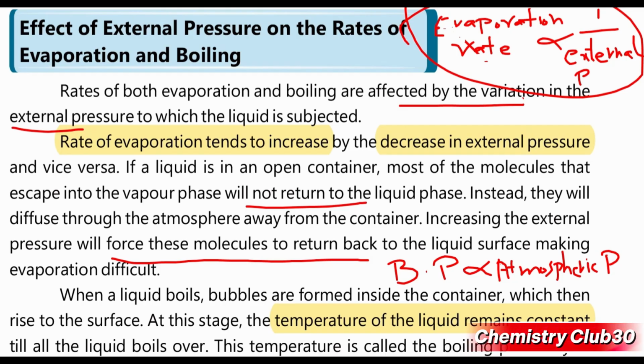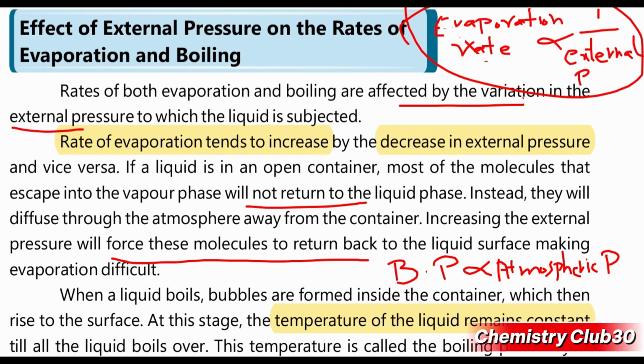In case of boiling, boiling point is directly proportional to the atmospheric pressure or external pressure. If external pressure is high, boiling point is high. If external pressure is low, boiling point will be low. So now let's see the case of boiling.